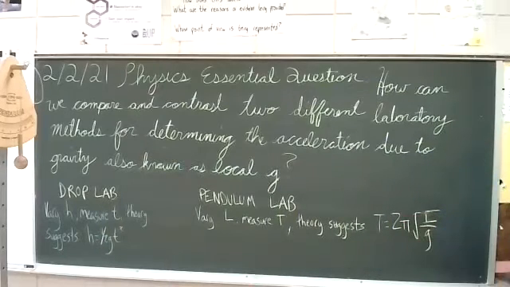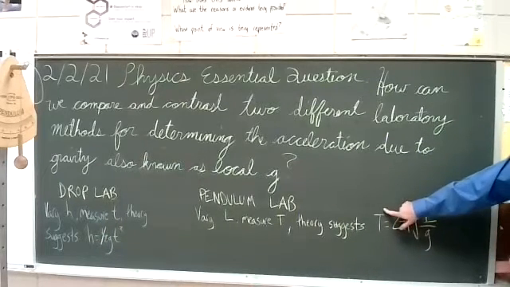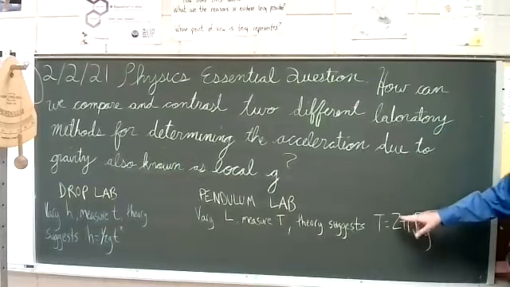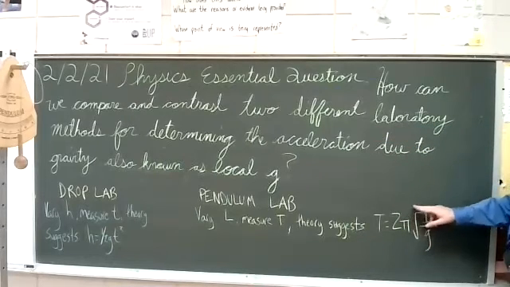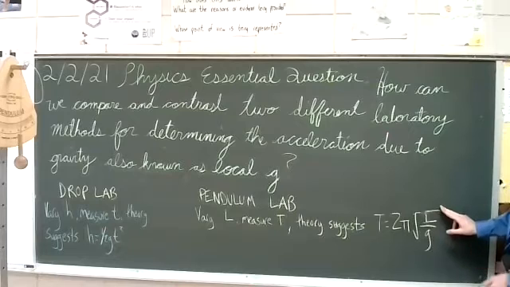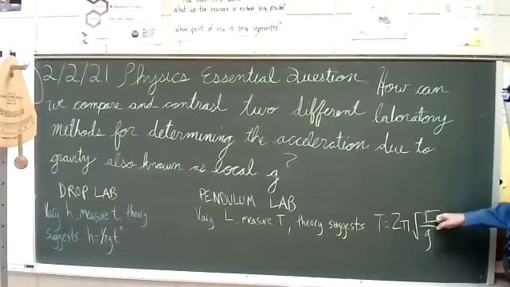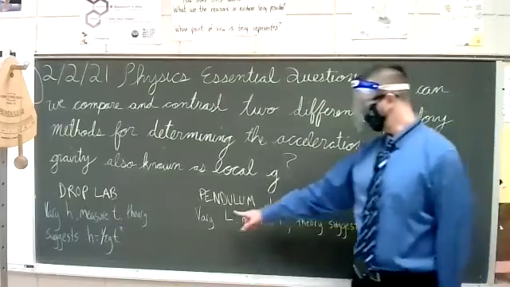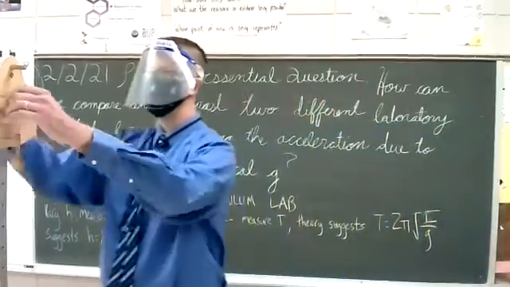Same thing here with the pendulum lab. We have theory suggesting that the time t that it takes the pendulum to oscillate to and fro, back and forth, is equal to 2 times pi times the square root of L over g. No one likes the radical there. L is how long the string is, divided by the gravity field.